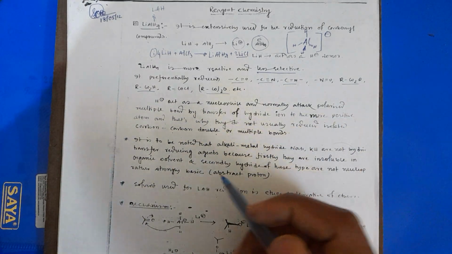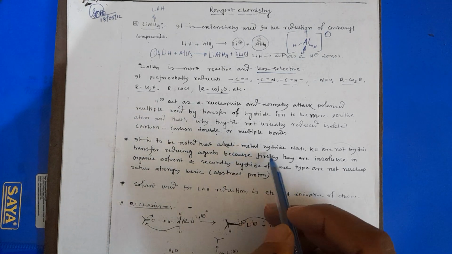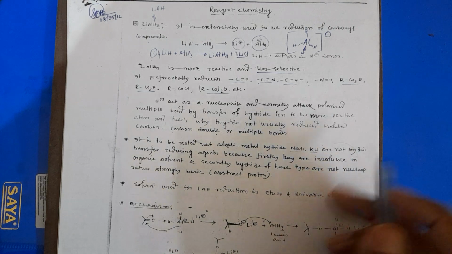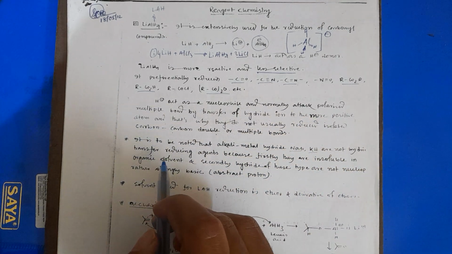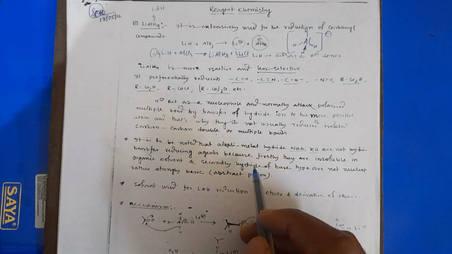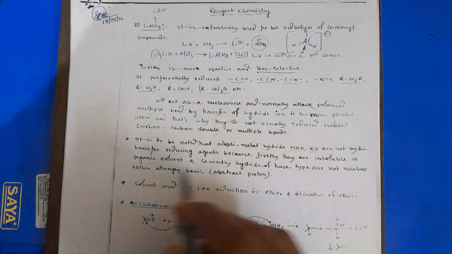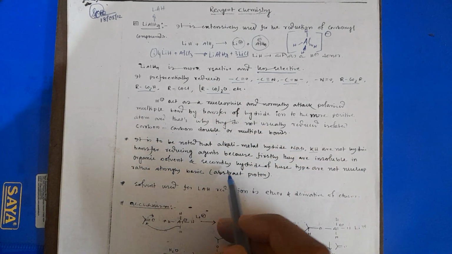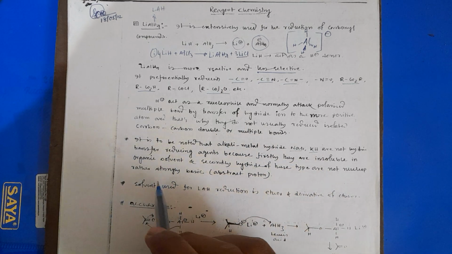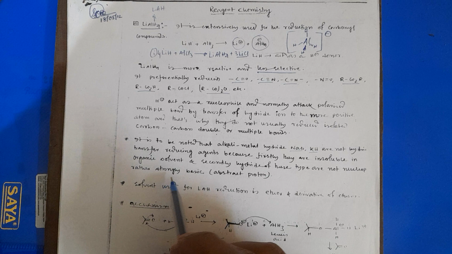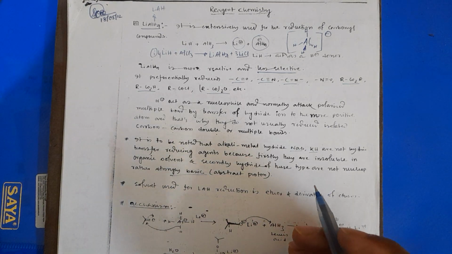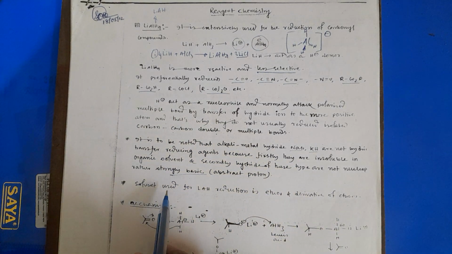It is also noted that alkali metal hydrides like sodium hydride and potassium hydride are not easy to transfer the hydride, and they cannot act as a reducing agent because firstly they are insoluble in organic solvent, and secondly the hydrides of these types are not nucleophilic in nature, so they act as strongly basic in nature.